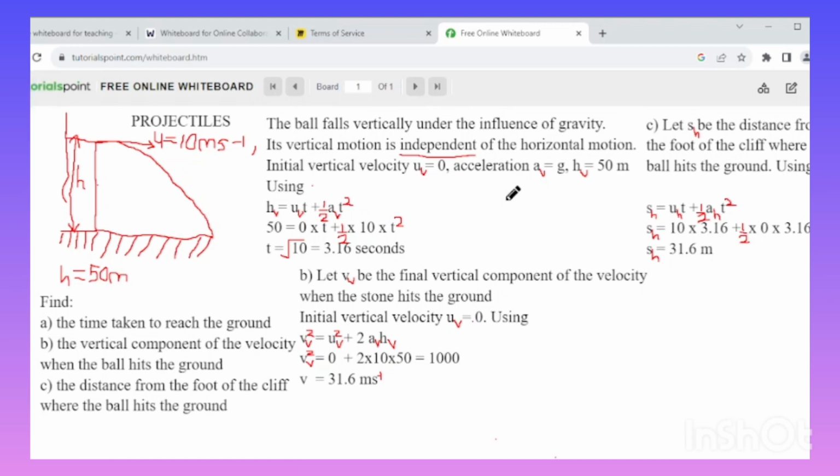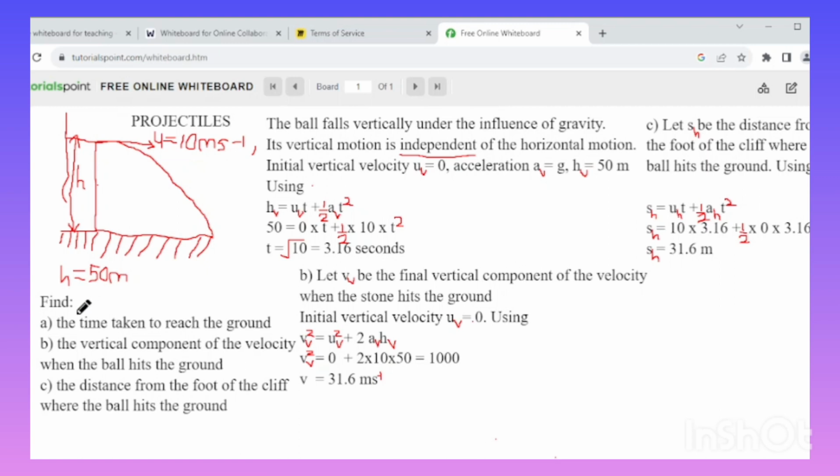Hello, welcome to class. In today's class, we will be discussing projectiles. In the diagram I drew above is that of an object thrown with a horizontal velocity of u equals 10 meters per second. The height of the cliff from which the object was thrown is h, and is given to be 50 meters.